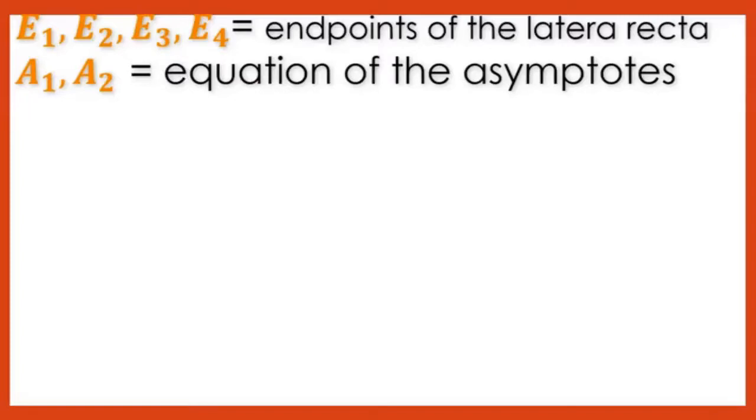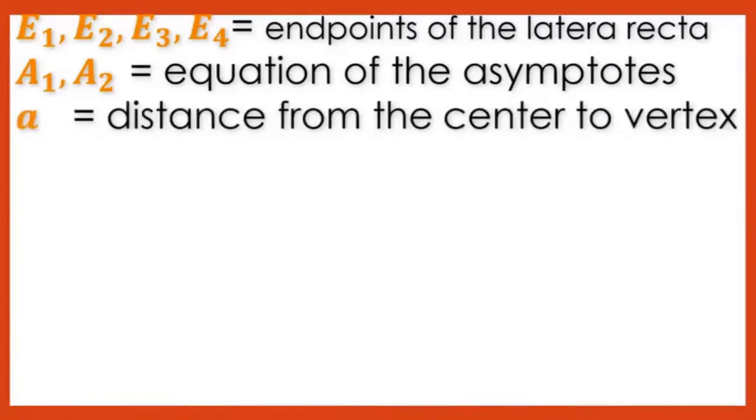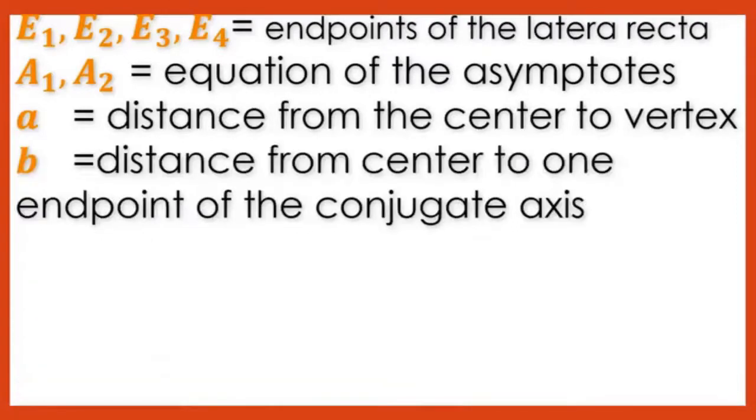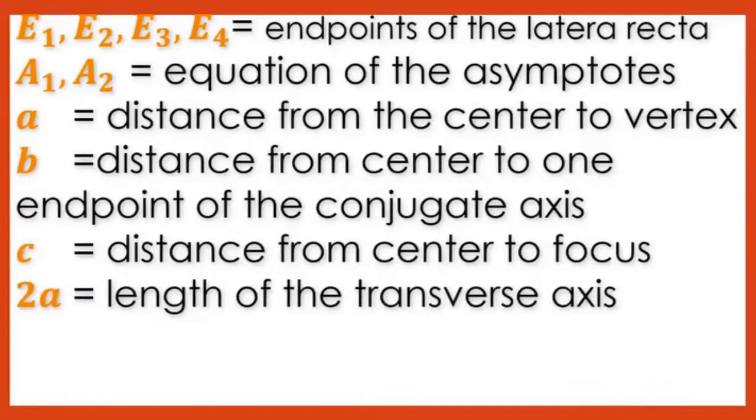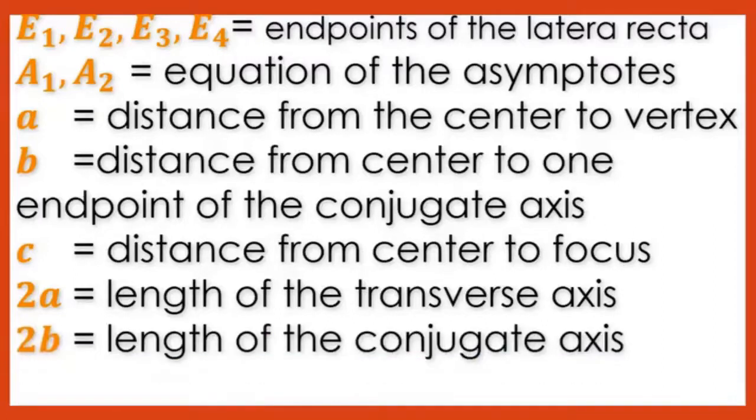This is for the equation of the asymptotes. A, distance from the center to vertex. B, distance from center to one endpoint of the conjugate axis. C, distance from center to focus. 2A, length of the transverse axis. Ito yung vertex to vertex. 2B, length of the conjugate axis. Ito yung B sub 1 to B sub 2.